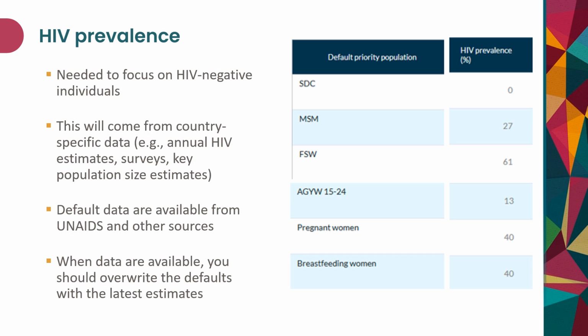Since PrEP is for HIV-negative individuals, one must enter the HIV prevalence for each priority population. This will come from country-specific data. Default data are available from UNAIDS and other sources. When updated data are available, you should overwrite the defaults with the latest estimates.